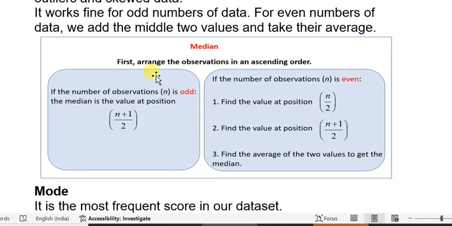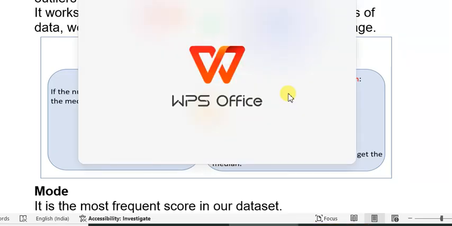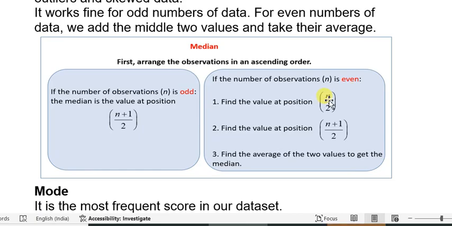Median. First, arrange the observations in ascending order. If the number of observations n is odd, the median is the value at position (n+1)/2. If the number of observations is even, find the value at position n/2, find the value at position (n/2)+1, and find the average of the two values to get the median.